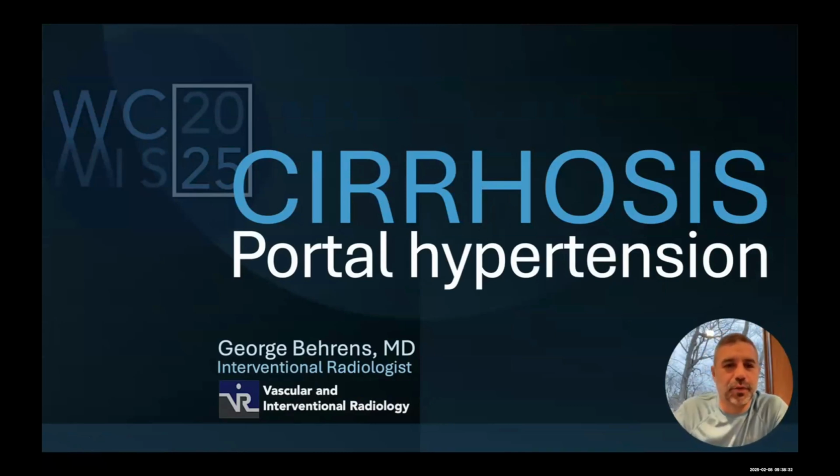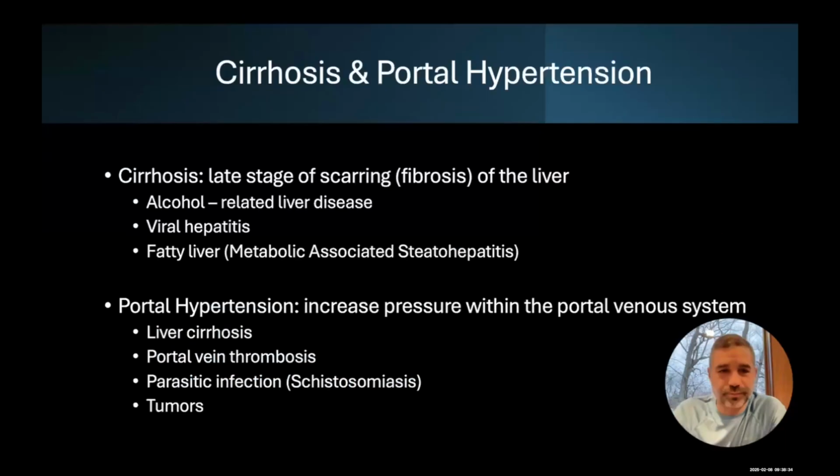I'll be talking about portal hypertension and cirrhosis. Cirrhosis essentially is a scarring of the liver, fibrosis of the liver. 30% of the causes are secondary to alcohol use or abuse, 30% viral hepatitis, and 30% metabolic associated liver dysfunction or steatohepatitis, a cause that is increasing over the years and probably will become the number one cause of cirrhosis in the United States in the near future.